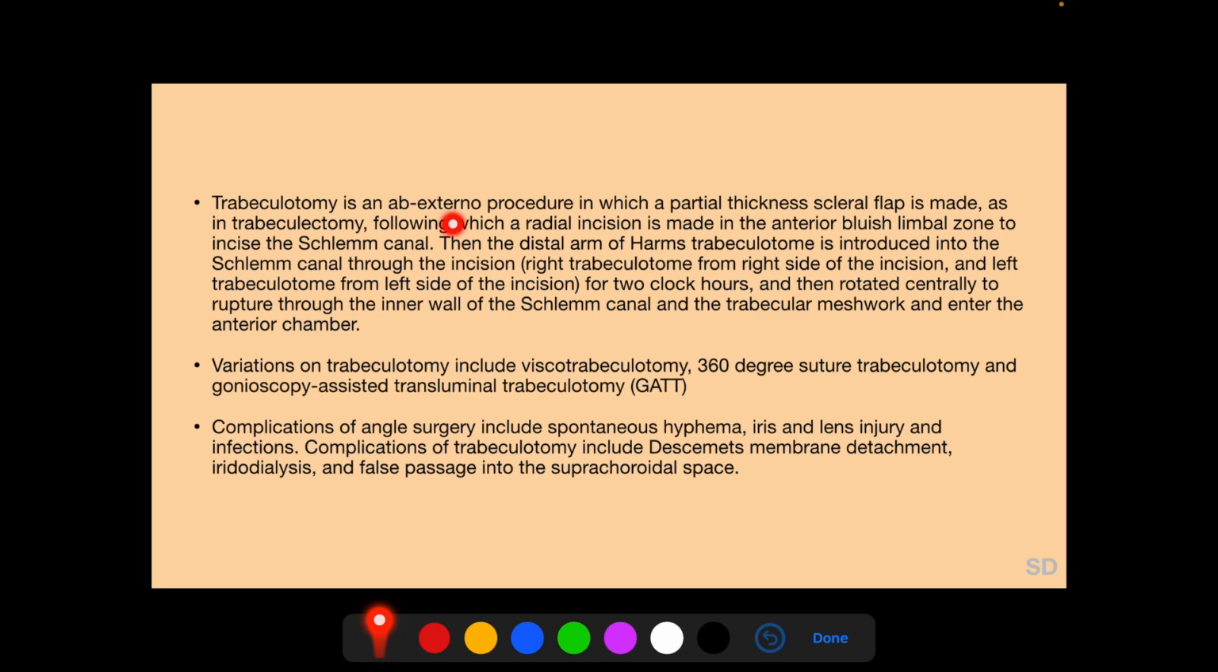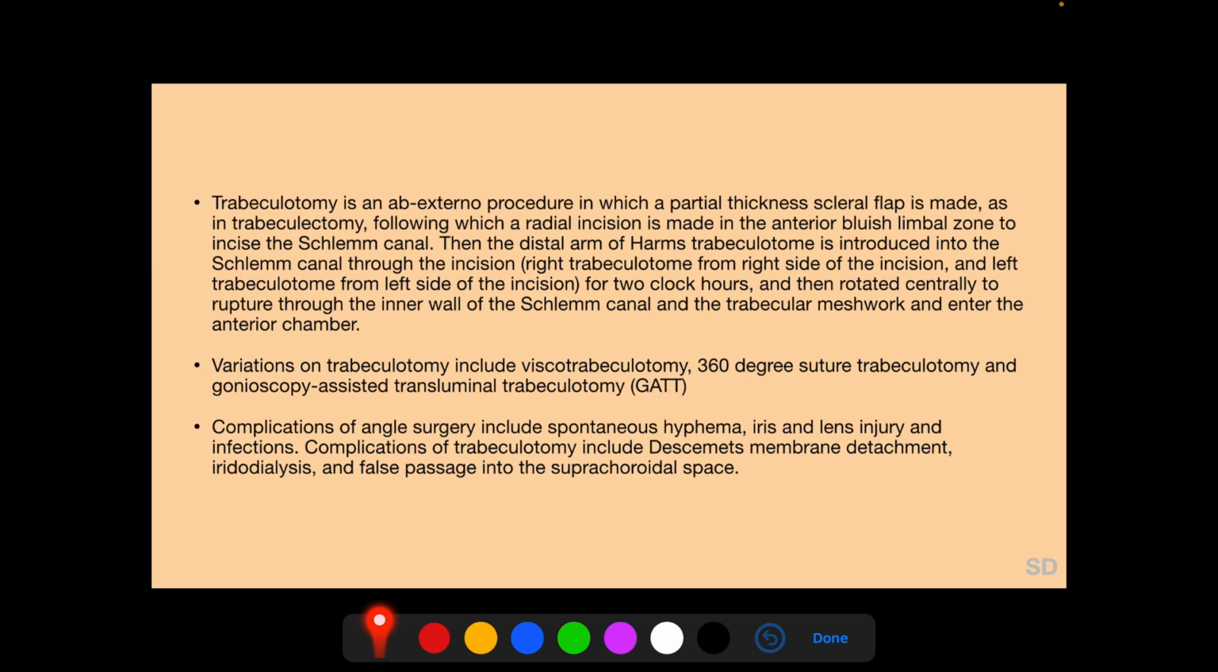Trabeculotomy is an ab externo procedure in which a partial thickness scleral flap is made as in trabeculectomy, following which a radial incision is made in the anterior bluish limbal zone to incise the Schlemm's canal. Then the distal arm of Harms trabeculotome is introduced into the Schlemm's canal through this incision for 2 clock hours and then rotated centrally to rupture through the inner wall of the Schlemm's canal and the trabecular meshwork and enter the anterior chamber. Variations on trabeculotomy include viscotrabeculotomy, 360 degrees suture trabeculotomy, and gonioscopy assisted transluminal trabeculotomy.